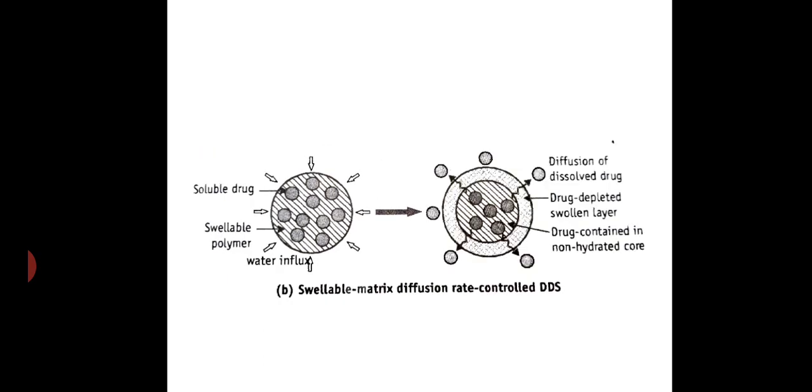Whereas we have another category of polymers, that is swellable polymers. In the case of a swellable matrix diffusion system, the polymer takes up a larger quantity of the dissolution fluid and it swells. Because of its swelling tendency, the drug molecules are easily released, diffusing through this matrix material. So this is the difference between the swellable and the non-swellable matrix systems. So that's all about the diffusion system.